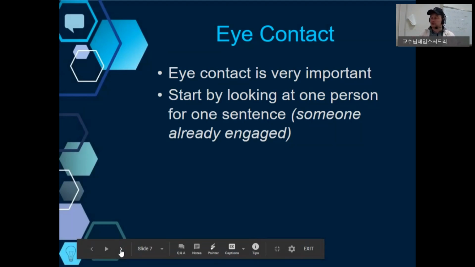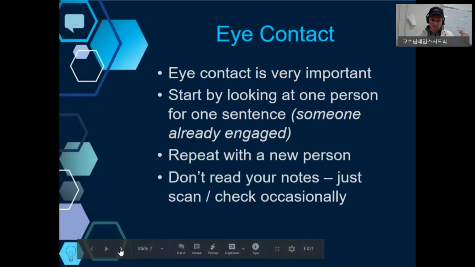Just read a sentence, look at somebody. Read another sentence, look at someone else. And just look at different people around the room, okay? And then try that again with a new person, yeah? Don't read your notes, as I just did. Just scan it, check it, and read. That's why memorizing is so good, right?